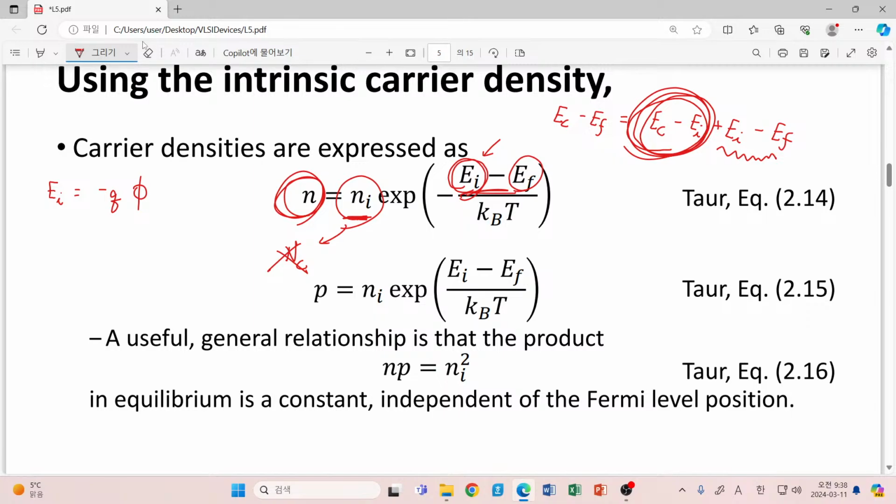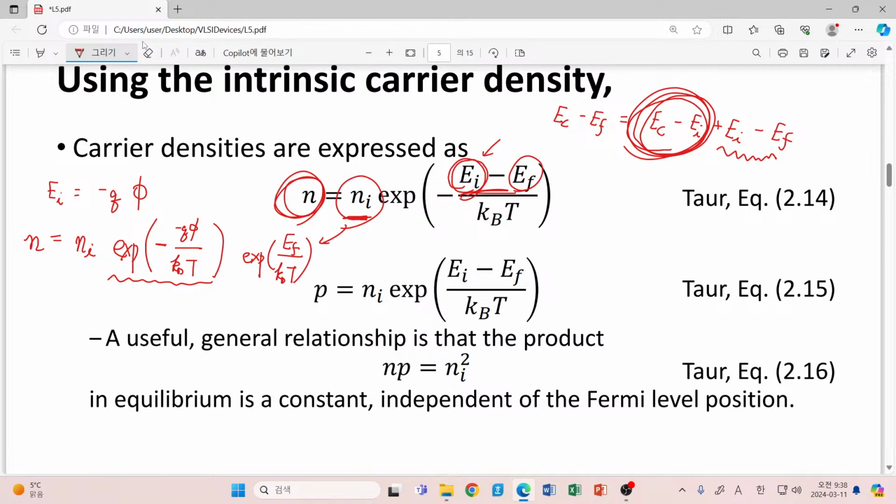Please try to adopt this expression into our electron density. Then the electron density can be expressed as Ni times exponential, and here we have minus kBT, and once again minus q phi. So are you with me? Of course we have another exponential term for the Fermi level, but for a while just forget about it here. Please have a look at this quantity.